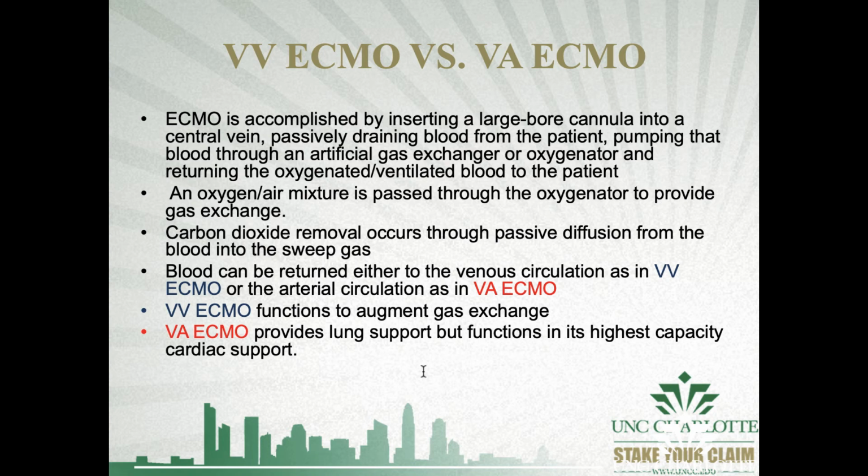But we have an oxygen air mixture that's passed through this oxygenator, a very porous membrane that has an incredible surface area like our lungs, and it's very efficient at getting carbon dioxide out of the blood. We do that by means of an oxygen flow meter. And when you hear the term increasing the sweep, that's what we're doing.